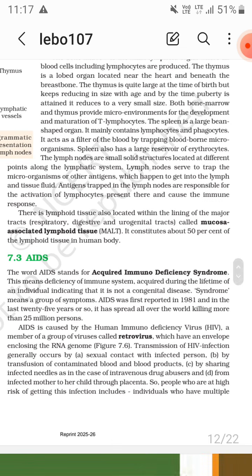Now, mucosal associated lymphoid tissue, MALT, is 50% of the lymphoid tissue in the human body.